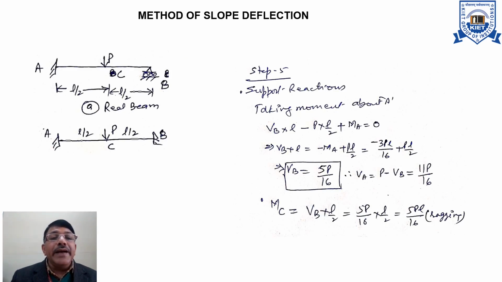Knowing the value of moment at A, now I can find out the support reactions. If I take moment about A, VB, the reaction at B, into L minus P into L by 2 plus MA equals 0. From here I get VB equals 5P upon 16 and VA equals 11P upon 16. You can solve it on your own afterwards. Moment at C can be computed from the end B.